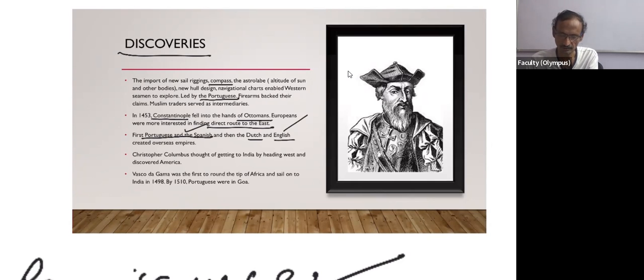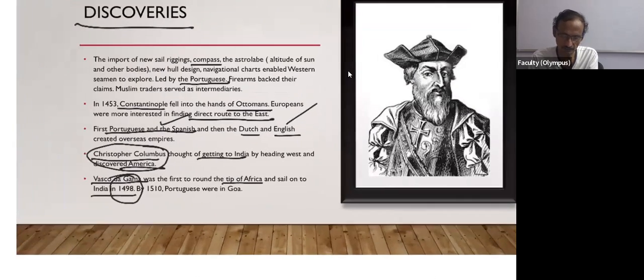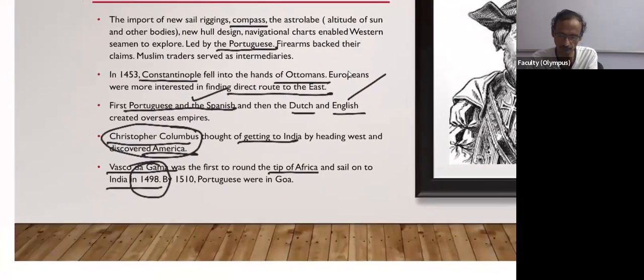Okay. In the context of India, Christopher Columbus thought of getting to India by heading west, but discovered instead America. But he was interested in India. But the man who finally made it to India was Vasco da Gama. He was the first to come around the tip of Africa and sail on to India in 1498. And by 1510, Portuguese were in Goa.